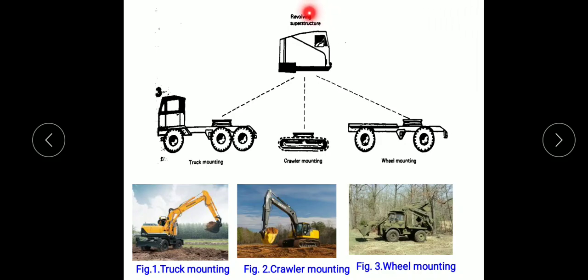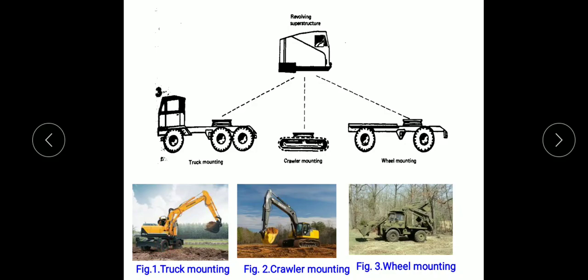If we see this figure, this is a revolving superstructure or mechanism for any kind of equipment, and this revolving superstructure can be mounted on a truck mounting, a crawler mounting, or a wheel mounting. As per the requirement or the terrain condition, we can choose the mounting from these three types. The first figure shows a truck mounting. Here the revolving superstructure is mounted on a truck, therefore it is called a truck mounting.